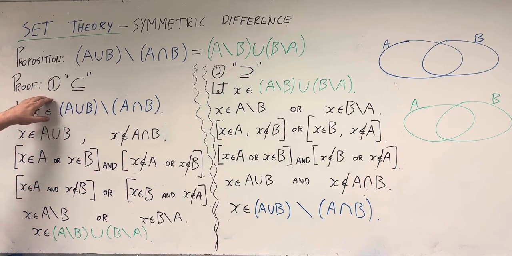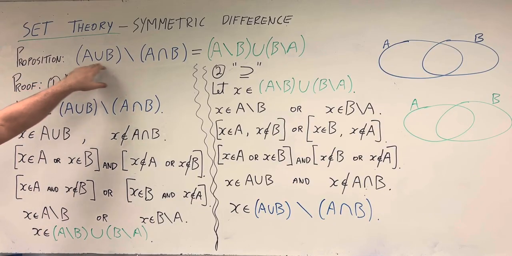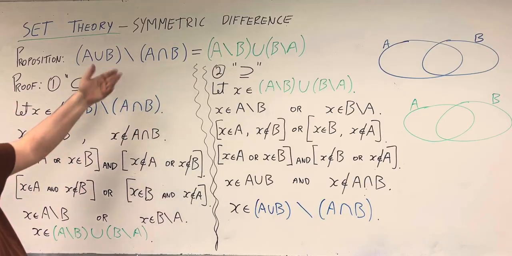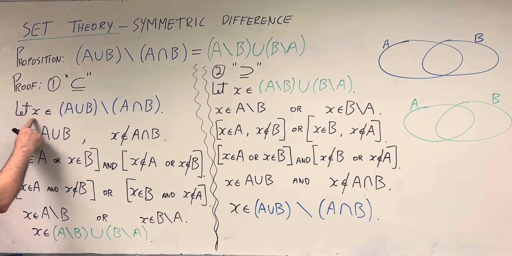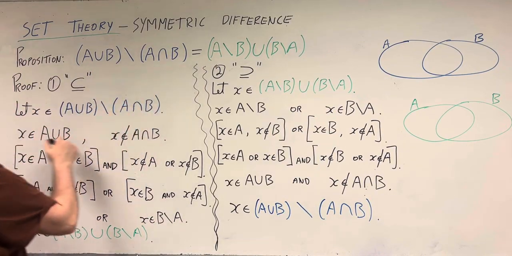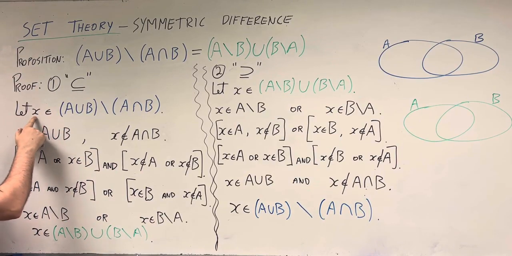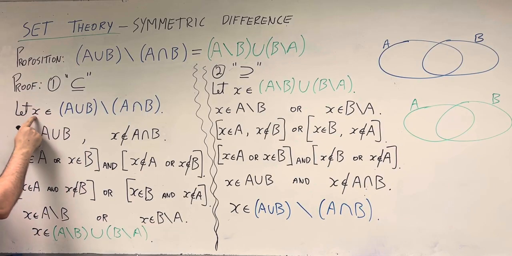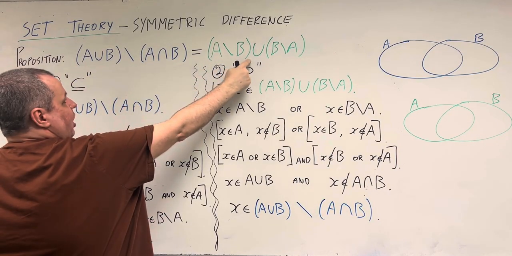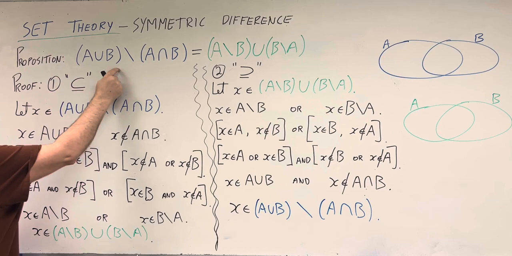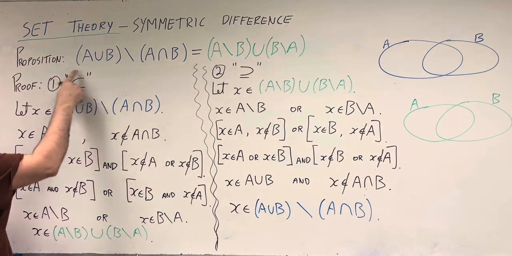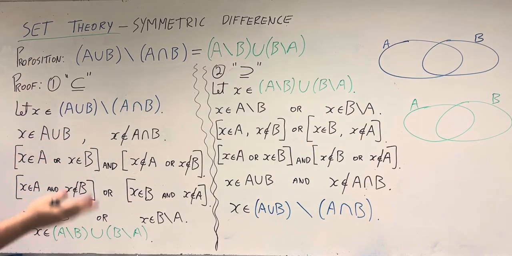So first part, let's show that the blue set, the left-hand side, is a subset of the right-hand side. To do that, pick any element on the left. Let x be any arbitrary element on the left-hand side, and we're going to prove that x must be an element of the right. So every element of the left has to be an element of the right. It means the left-hand side is a subset of the right-hand side. So that's the idea.